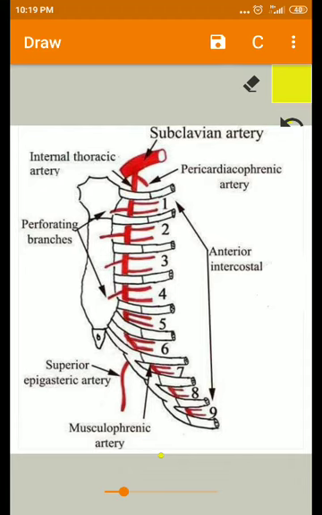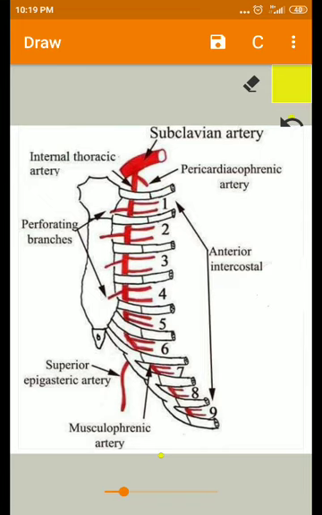And it descends in front of the cervical pleura, that means the apical part of the lung is present above here, up to here. So it descends in front of the cervical pleura.